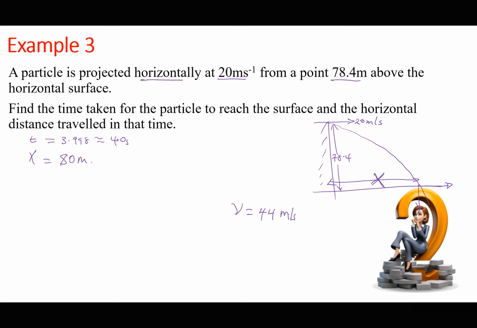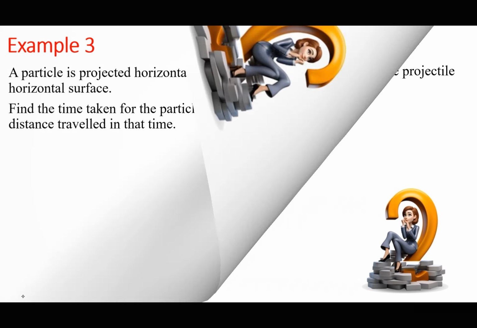Let me check the answers again. The first one is 78.4 times 2 divided by 9.81, root of the answer. Okay. The other one is 20 times 4. Yeah, so these answers, I think they are correct. So you can check these answers if you have understood the examples that I've given.